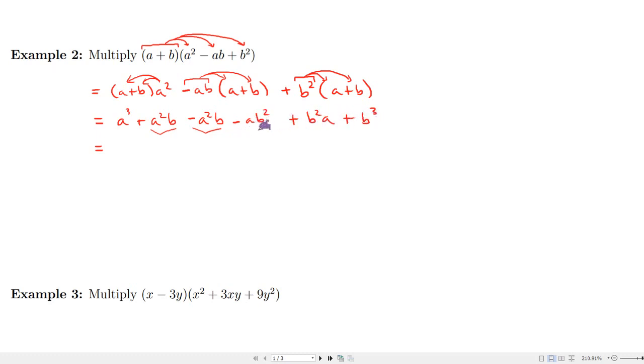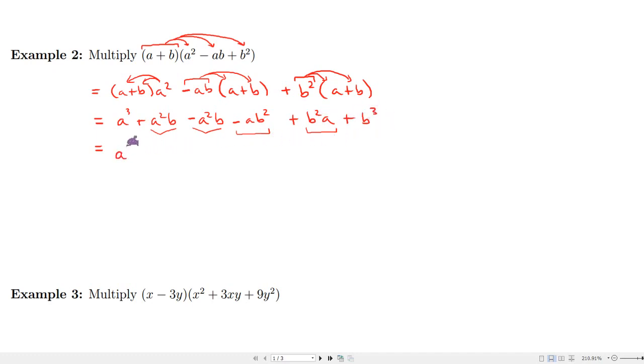But what about b squared a terms? So this is actually the same term as this. Remember, the multiplication order is irrelevant. It's what is in the factor that is important. So those two will be able to combine. And b cubed, there's no other b cubed term.